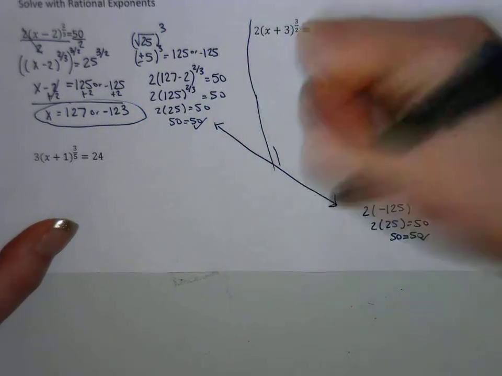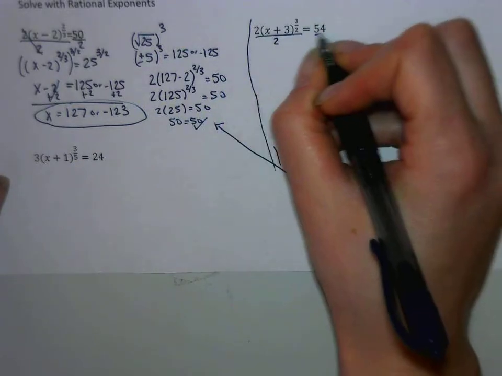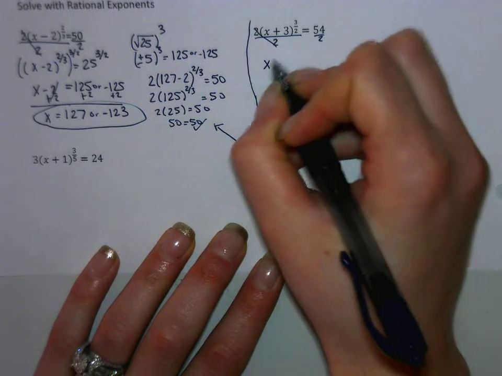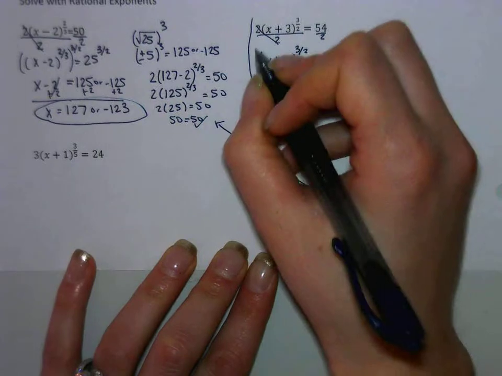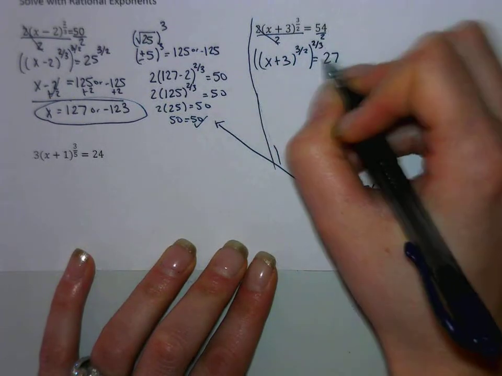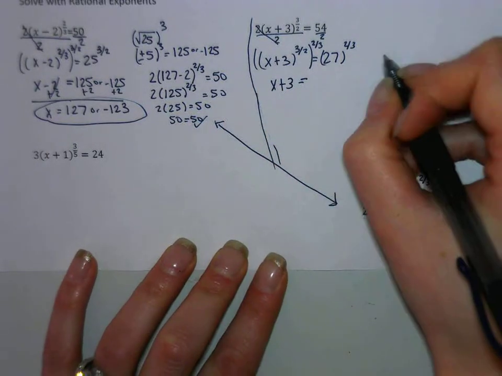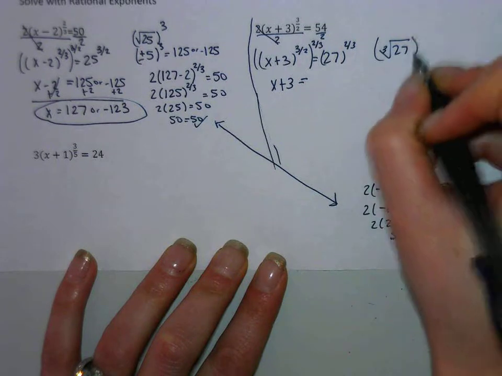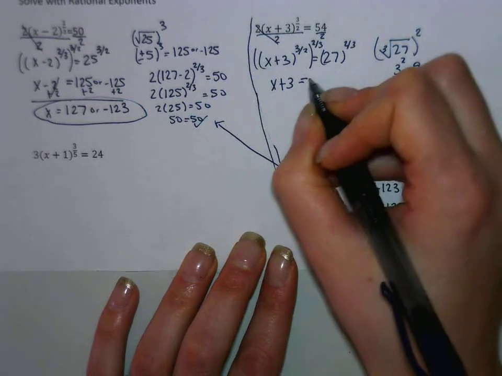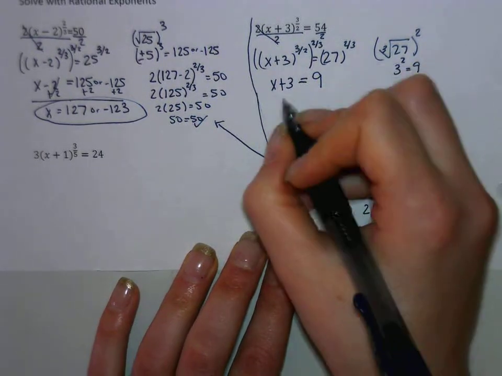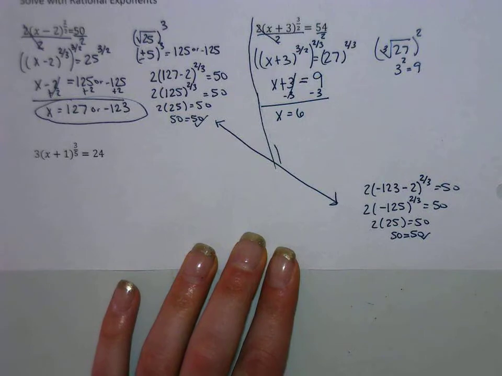So this one goes over here. Alright, this one. Divide both sides by 2. So x plus 3 to the 3/2 equals 27. So when we put a power to 2/3, we have x plus 3 equals, this is the cube root of 27, then squared. So the cube root of 27 is 3, and 3 squared equals 9. So this equals 9. So we subtract 3 from both sides. X equals 6. So let's check our work.